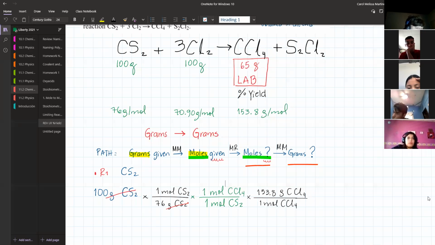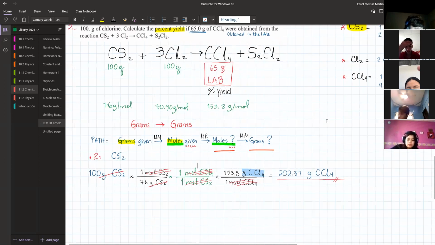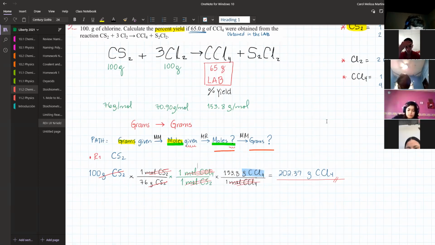So how much is this? 202.37. 202.37, and the units are grams of carbon tetrachloride. Okay, to see if that is the limiting reactant, I have to compare with the other reactant. So I continue with my second reactant.